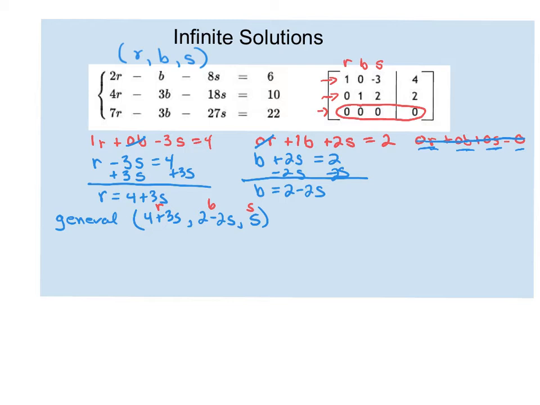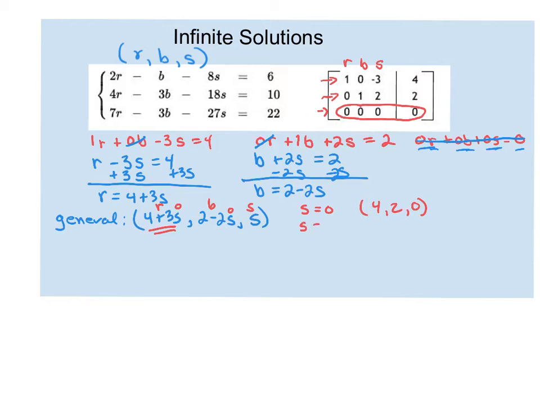Well, now what if we want to find some specific solutions? So what I can do is I can start off just by letting s equal any number. I'm going to start off by letting s equal 0. If I let s equal 0, then my r is just going to be 3 times 0, 0 plus 4, which is 4. My b will be 2 minus 2 times 0, so 2 minus 0 will just be 2. And then s is 0. So that's one solution.